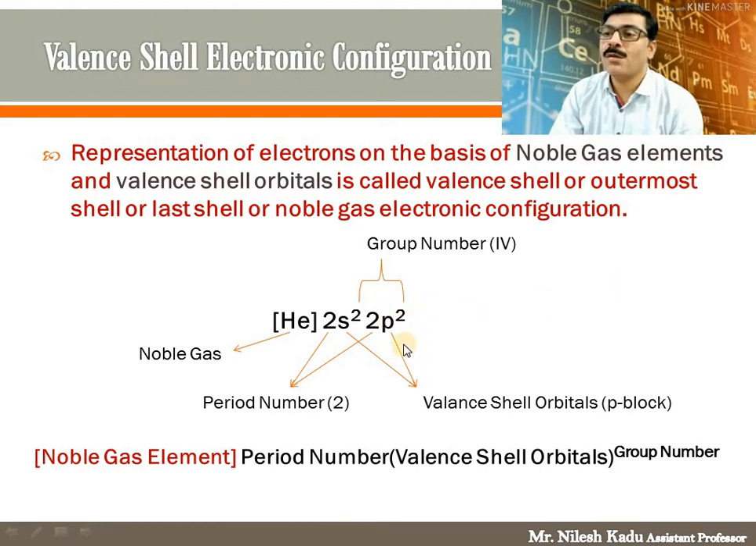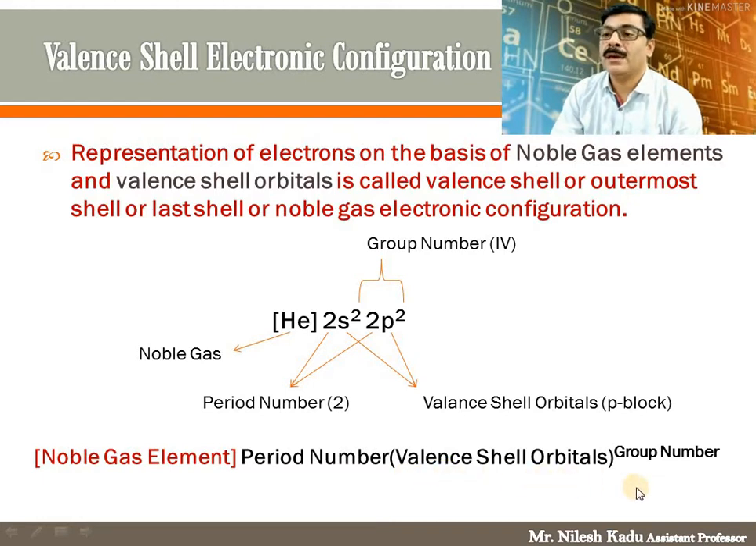And on the basis of valence shell orbital, you can also find out the block of the element, means on which block the element is present. In this representation the last electron enters the p orbital, so it is a p block element. In this way you can write the valence shell electronic configuration, means first you have to mention the noble gas and then the valence shell orbital.